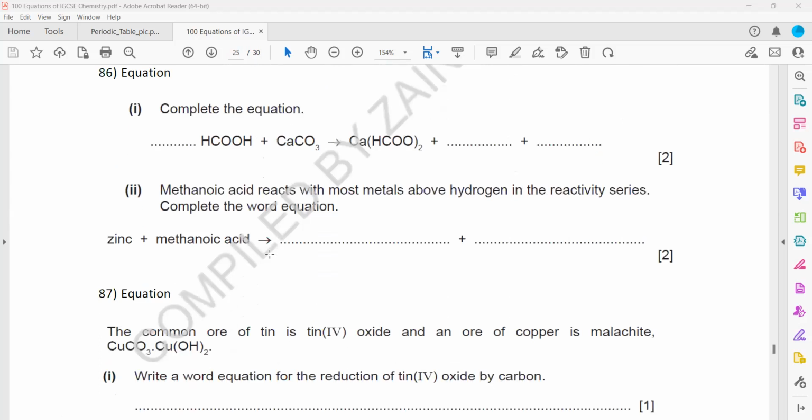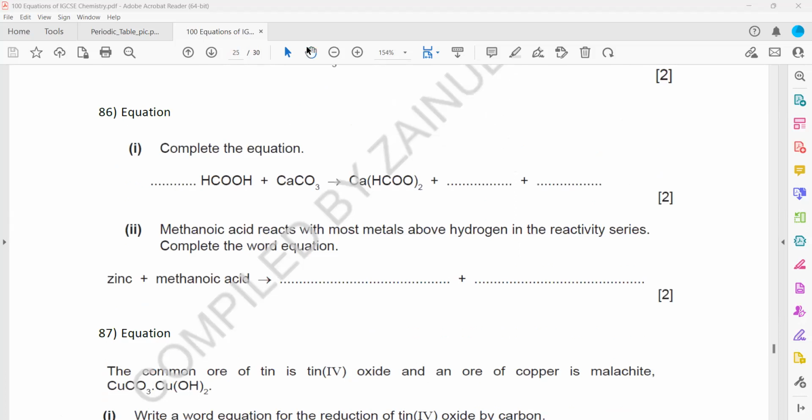Complete the equation. This is a reaction. Methanoic acid is reacting with calcium carbonate, forming calcium methanoate. Acid reacting with carbonate. What is the product? One is salt. The other products will be carbon dioxide plus water. So CO2. Then we have to balance this equation. 1 mark is for writing a product, that's correct. Another mark is for balancing. So we have HCO2 there, so we just put 2. This equation is balanced.